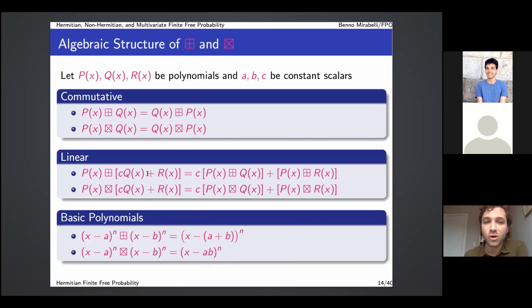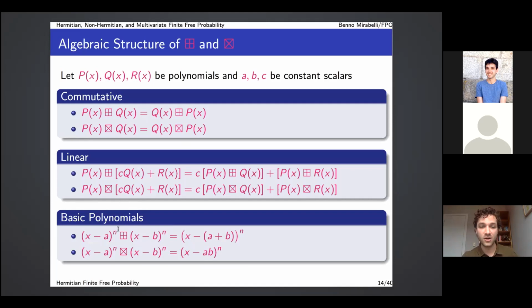So let's look at some of the algebraic structure of these convolutions. With respect to the polynomials being convolved, both of these convolutions are commutative. They're also linear with respect to those polynomials. And I can define what I call a basic polynomial, which is just a polynomial with a single root of multiplicity n, where if I take the finite free additive convolution of two basic polynomials, I get another basic polynomial whose root is just the sum of the roots of my original basic polynomials. And if I take the finite free multiplicative convolution of basic polynomials, I also get another basic polynomial whose root is just the product of the original roots of my basic polynomials.